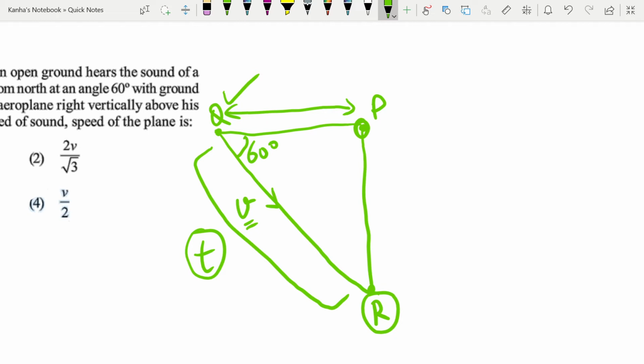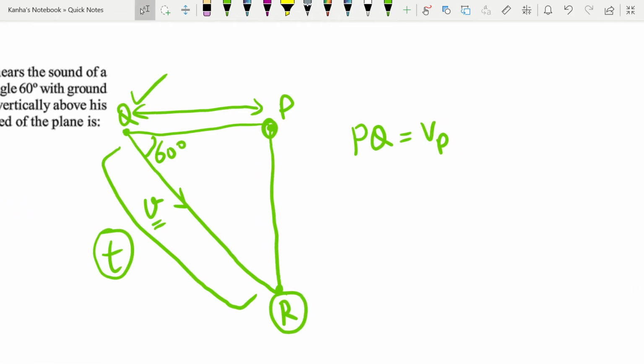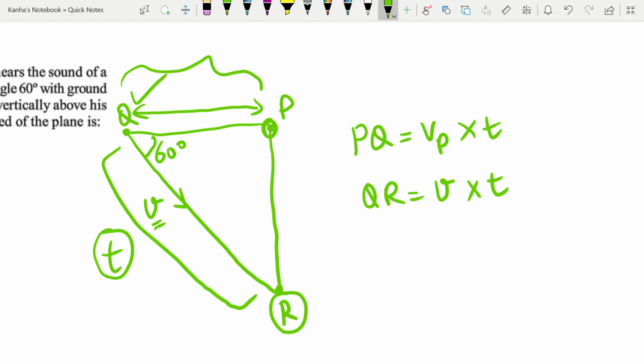So let me first talk about the distance PQ. PQ is the velocity of my plane, Vp, into the time taken t in going from the point Q to the point P. Next, I have my distance QR, which is equal to the velocity of the sound wave into the same time t. So in the same time my plane reached from Q to P, and in the same time the sound wave that the plane emitted reached from Q to R.